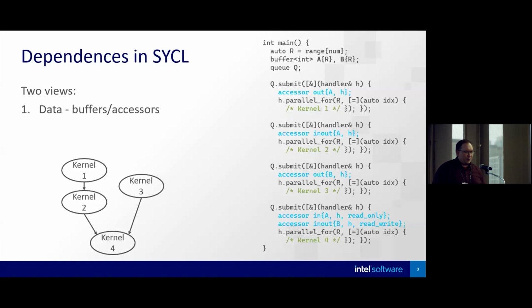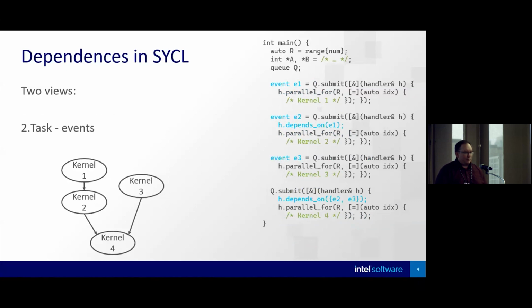Kernel 3, completely independent, so it could run concurrently or not, depending on your hardware. And then kernel 4, we say we're going to only read A, but we're going to rewrite B. So buffers and accessors, data dependence. And if you've taken a parallel programming class, you probably saw the second one coming.